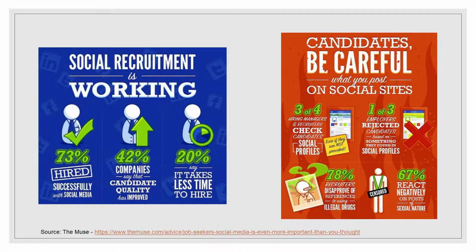As a result, you can see in the first picture, they have succeeded in hiring with social media, taking less time to hire, and candidate quality has improved. Additionally, some of them said they have found content that had caused them not to hire the candidate. For example, inappropriate photos and information posted on his or her profile.